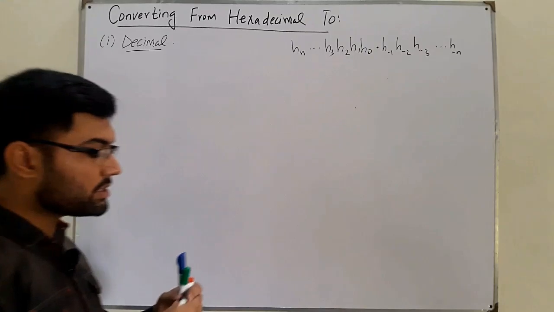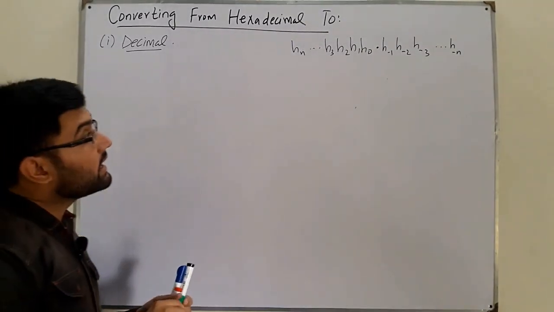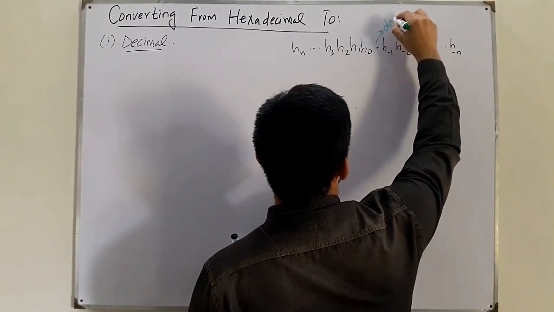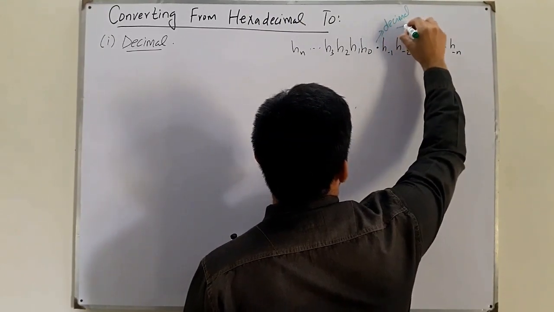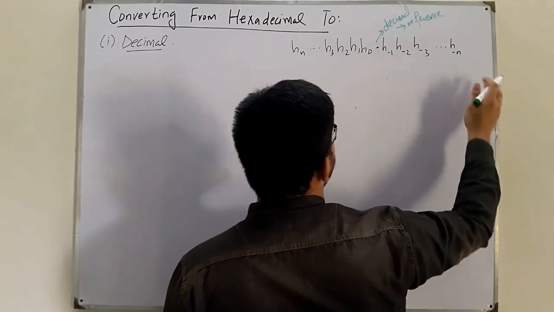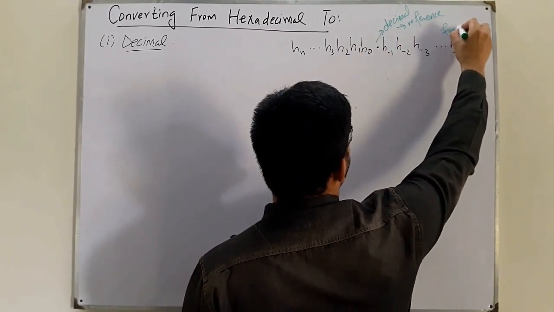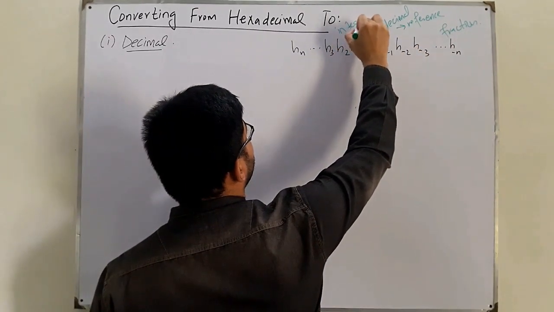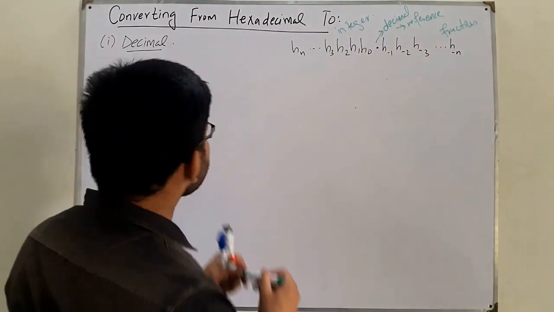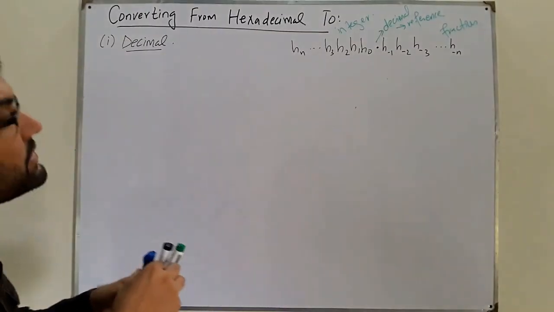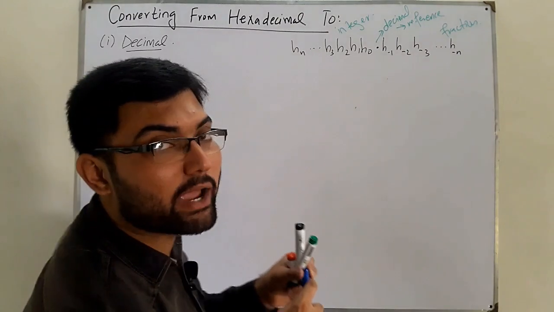So what do you do? You take this decimal point as your reference point, all right? To the right of it, we have the fraction part, and to the left of it, we have the integer part. And we know that the hexadecimal is a weighted system, the decimal is a weighted system. So you multiply these by its weights, all right?